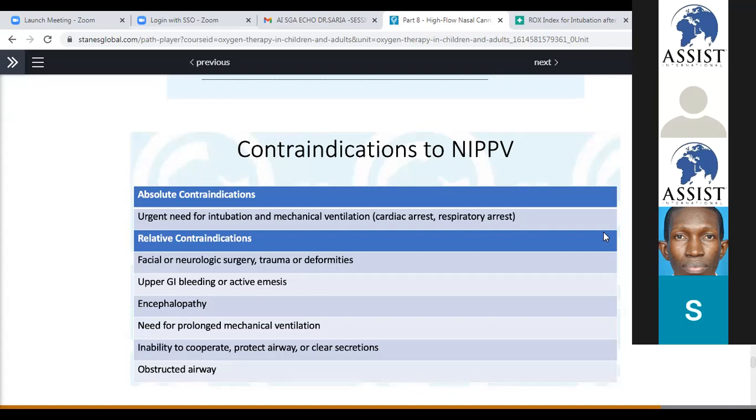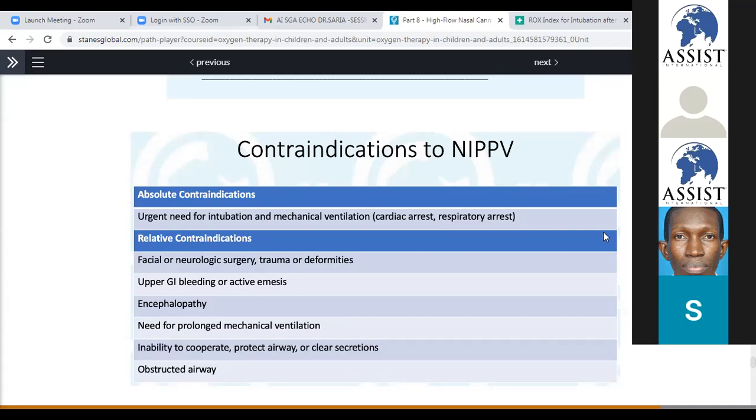They are called as relative. Relative, it means you can measure the benefit versus risk. You as a clinician, that for this particular patient, because of 1, 2, 3, as being a relative contraindication with provision of the non-invasive ventilation, what could be the risk and the advantage? If you find that advantage are more, you could give it a try.